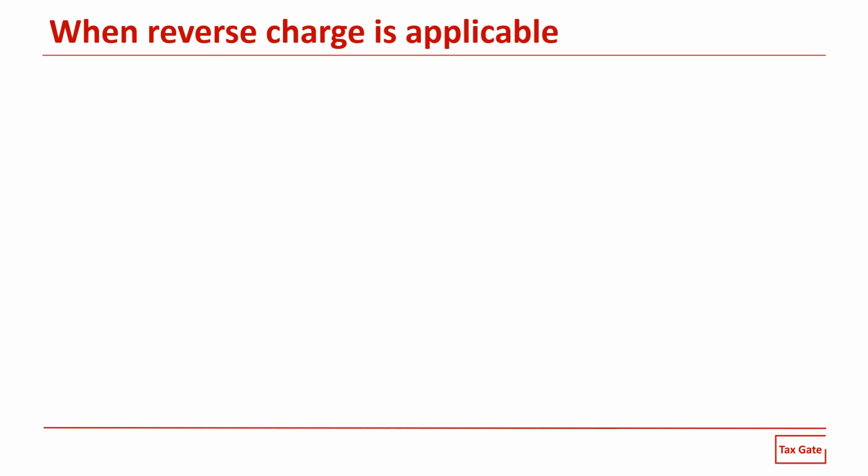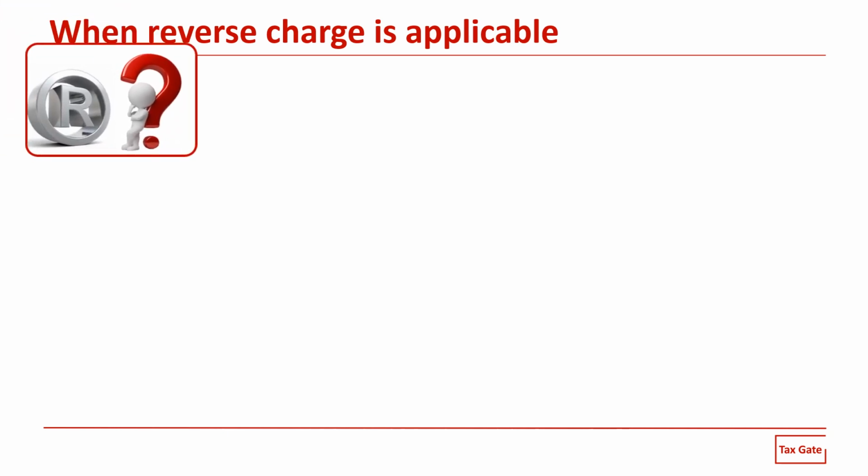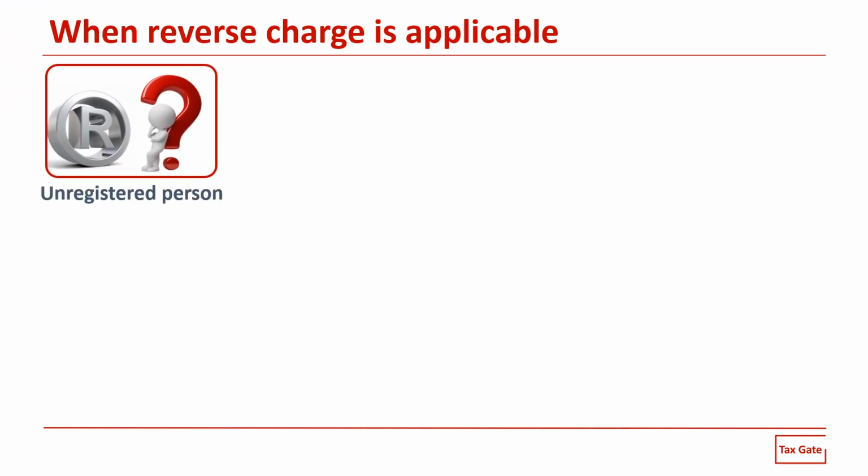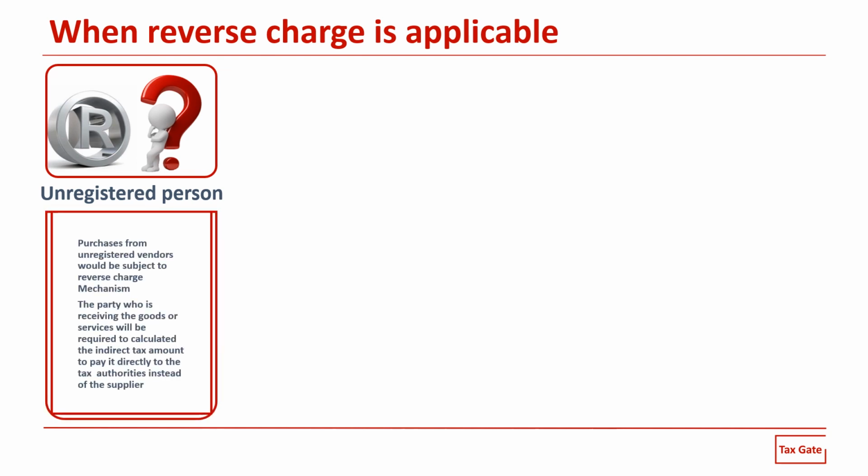Let's start with the first scenario, which is purchases made from unregistered persons. Purchases from unregistered vendors, including either goods or services, would be subject to the reverse charge mechanism. So, the party who is receiving the mentioned goods or services will be required to calculate either the needed VAT or GST and to pay such directly to the governmental authorities instead of the supplier. And here the reverse charge would be used as an option to confront the unregistered business and to push them to voluntarily register accordingly, as in that case registered businesses would prefer to deal directly with other registered businesses, trying to avoid complications and to streamline the compliance process.